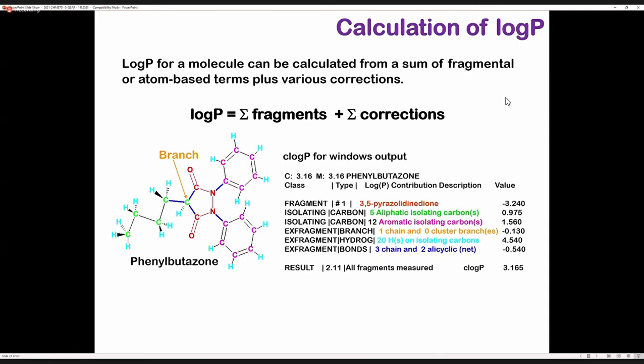Dia panggil contribution. So first you ada you punya fragment yang warna merah tu, 3,5-pyrazolidine-dione, right? So then you ada you punya parent, then dia ada branch kat situ, dia pecah branch dia, and then you calculate for the branch, you have 5 aliphatic carbon. These 5 aliphatic carbon contributed 0.975. The fragment one contribute minus 3.24. These are the value log P dia lah, right?